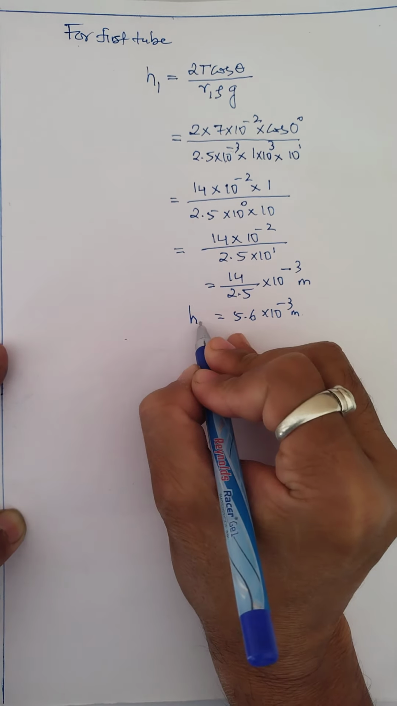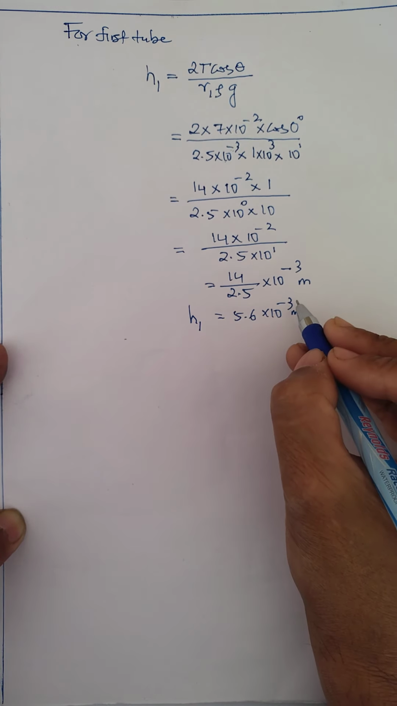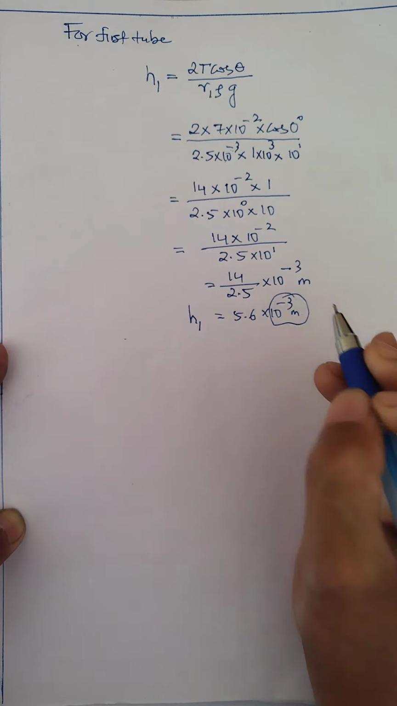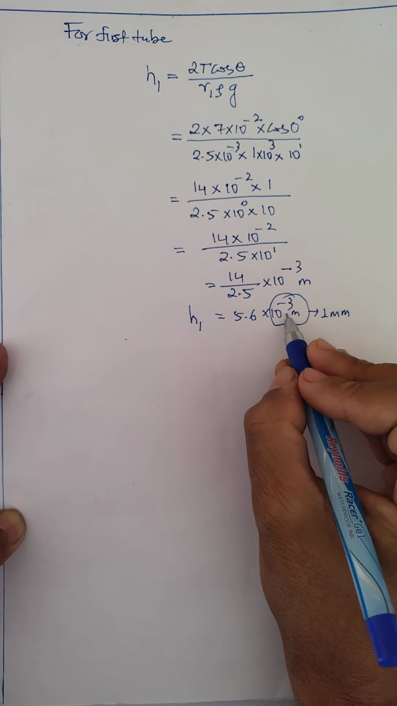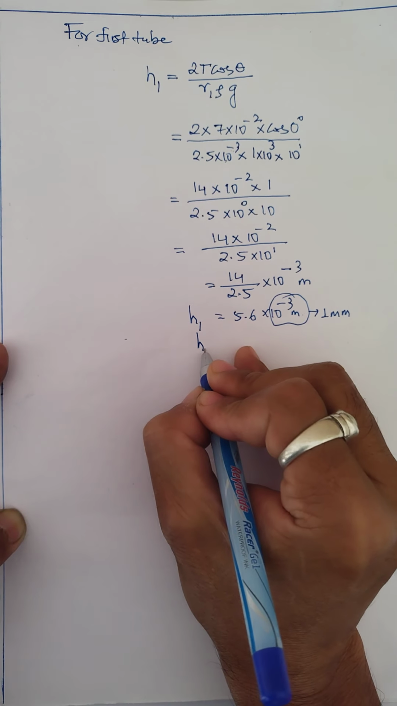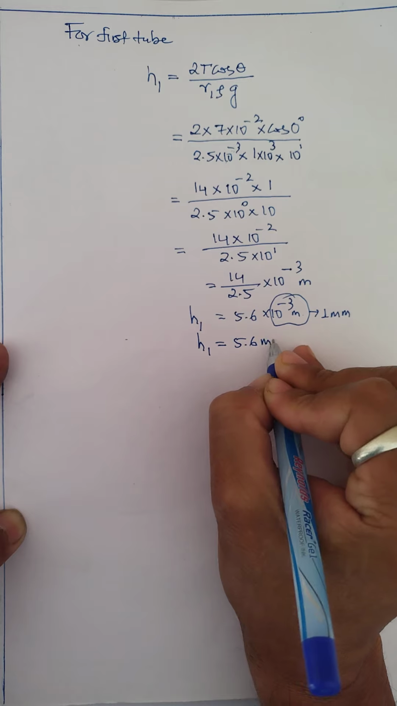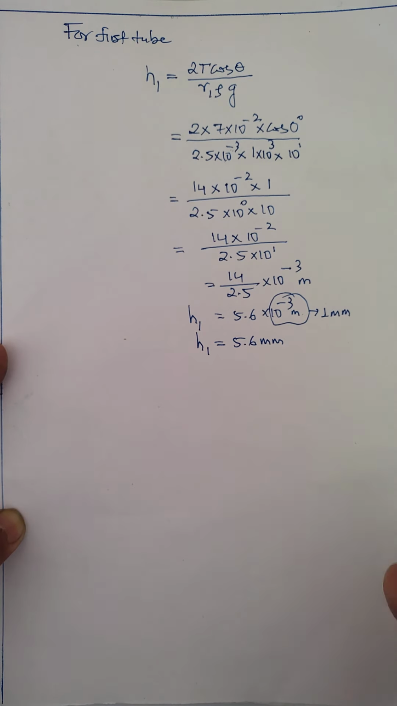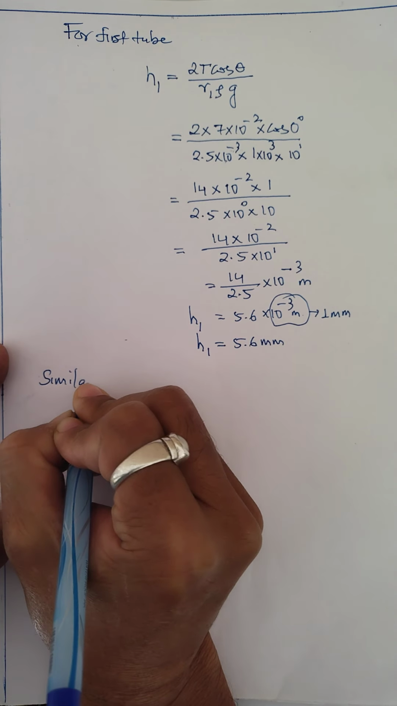So this is the height acquired by the water in the first capillary tube. But this is 10 to the power minus 3 meter, so I can write this even in millimeter, because 10 to the power minus 3 meter means 1 millimeter, which means h1 is 5.6 millimeter. So what is the height of water acquired in the first capillary tube? 5.6 millimeter. Okay, similarly we calculate for the second capillary tube.